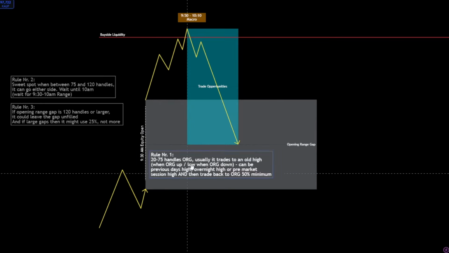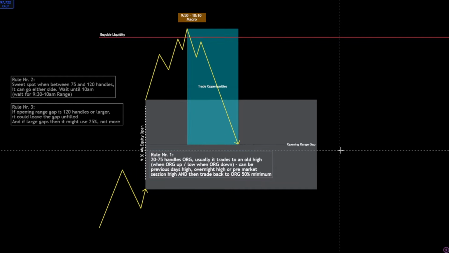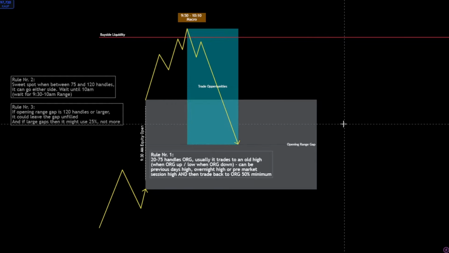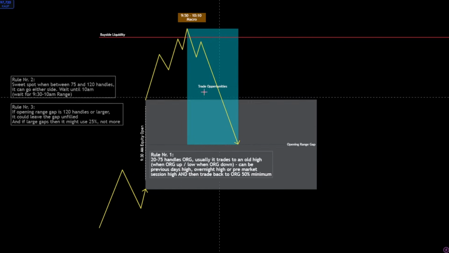For example, in this opening range gap, we have 20 to 75 handles. This is usually where it trades to an old high when the opening range gap is up, or into an old low when it's down. That can be the previous day high, overnight high, for example a London session high, an Asia high, or a pre-market session high that is between 6 a.m. and 9:30 a.m. And then usually it trades back to 50% of that opening range gap minimum, or even lower. So that is basically where we can find our entries inside this trade opportunity.